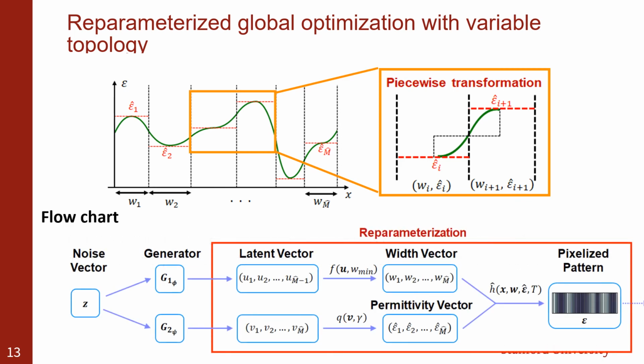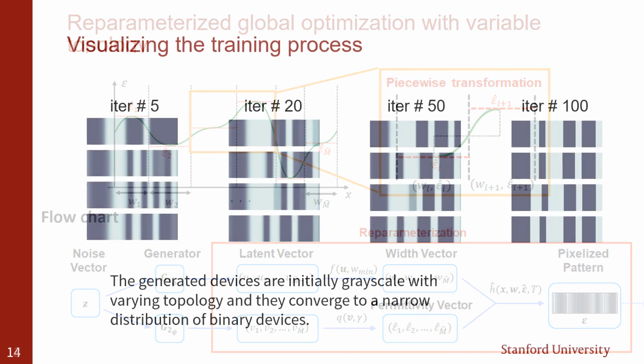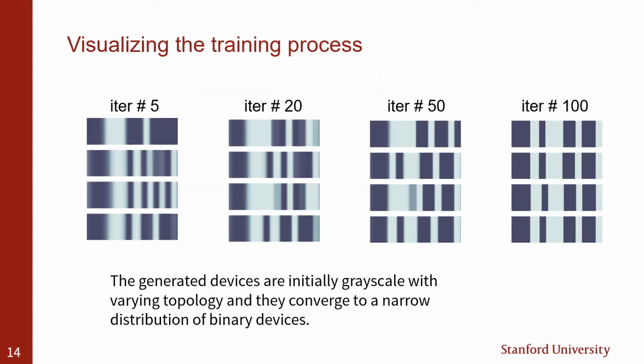So then in the newly configured GlowNets, two separate generators are used to produce distributions of width and permittivity vectors, which are combined to produce constrained physical devices. Again, we look into the optimization process by looking at the histograms of efficiencies and images of representative devices as a function of iteration number.